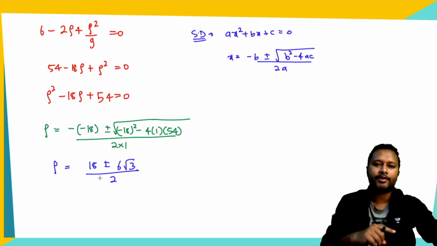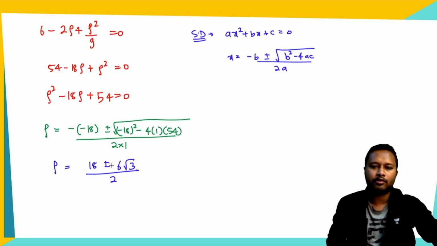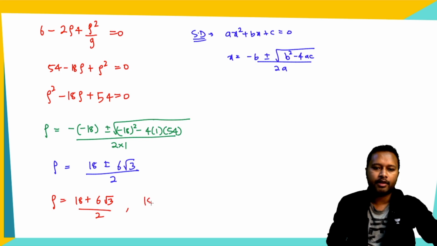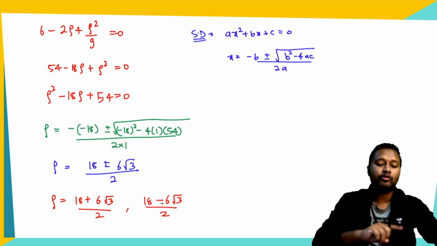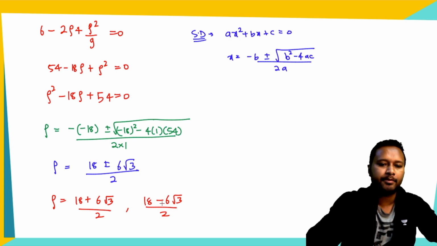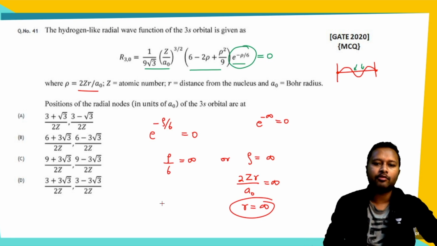Now that means rho has two different values. One value of rho is 18 plus 6 root 3 upon 2, and the other value is 18 minus 6 root 3 upon 2. These are the two values which you have got. But in the question they are not asking about rho. Let me tell you once again: if you look at the question, they are asking about the radial nodes of the radial wave function. They are not asking about rho. So you have to substitute the value of rho now.